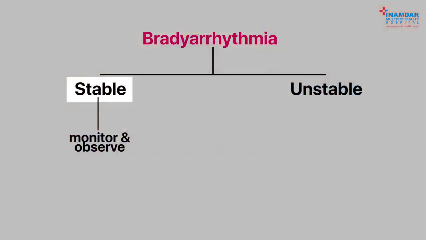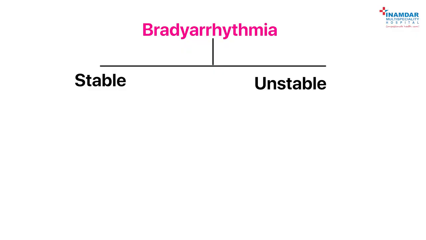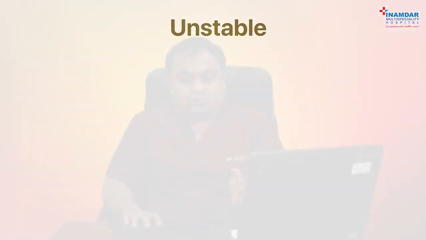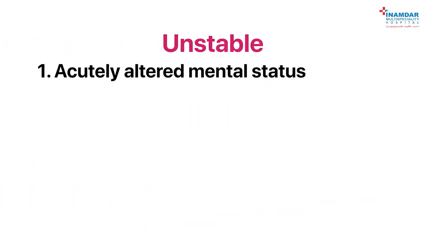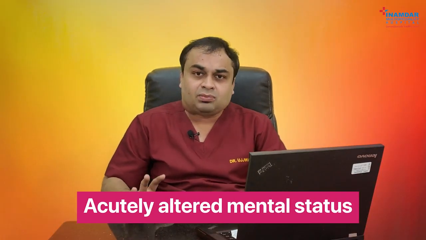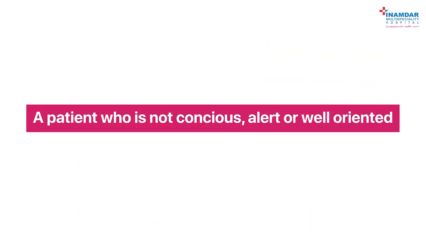Now first you have to divide this bradyarrhythmia between stable and unstable patients. So first we should know what stable and unstable mean. Let's look first at the unstable scenario. Whenever a patient has acutely altered mental status, that means a patient who is not conscious, alert or well oriented. Any patient who is drowsy or comatose has altered mental status, but it should be acutely altered mental status.